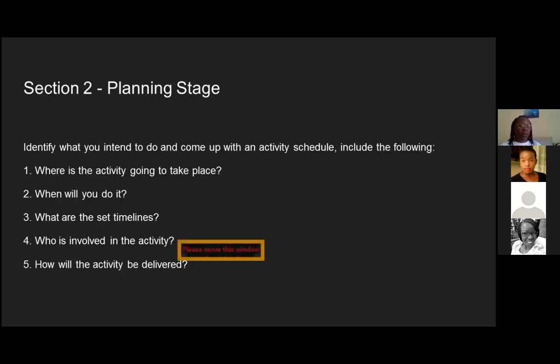And then you go to the planning stage. So where is this activity going to take place? Be as specific as you can. When will I do it? What are the set timelines? Who is involved? How will each activity be delivered?